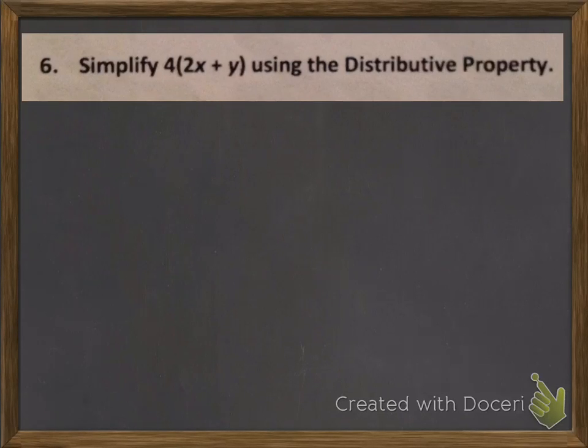Okay, I would like you to do number 6 on your own, which says simplify 4 parentheses 2x plus y close parentheses using the distributive property. So you're going to look at what we just did with number 5. Maybe take a look back at your distributive property notes and give number 6 a go. And we will check this tomorrow with our table groups. Press play when you are ready to continue.